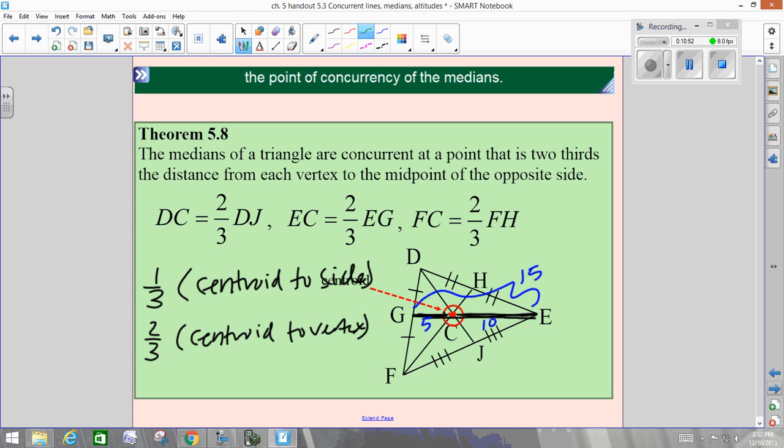Let's play more games. Let's say that HC is 6. Is that the 1/3 or the 2/3? 1/3. So then how long is my entire line HF? 18. This is 1/3. How many thirds does it take to get to 1? 3. So 6 times 3 is 18. What would be my 2/3 chunk? 12. Good. All right. So a centroid cuts it into 1/3 and 2/3 sections. We got a little bit left until we get to apply all these.